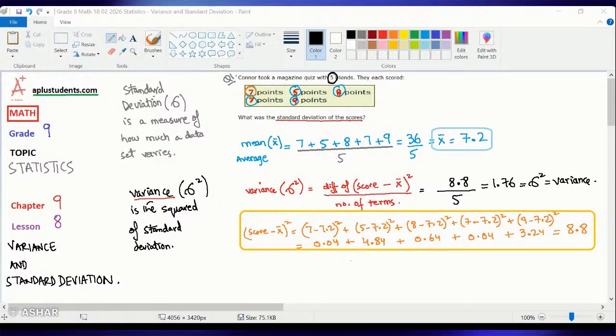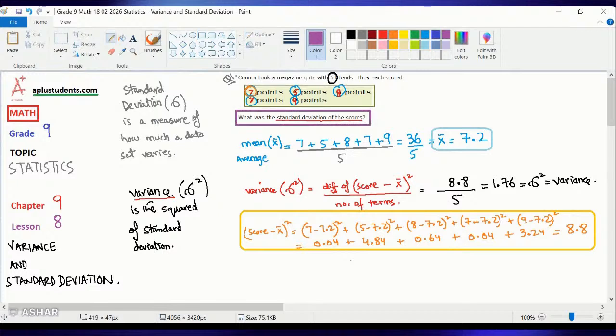We're trying to find the standard deviation and the variance. We have the formula for the variance: difference of score minus the mean, squared, upon the number of terms. We found the variance for this question to be 1.76. But what do we need to find? We need to find the standard deviation. Agreed? In the question, they were asking us to find the standard deviation.